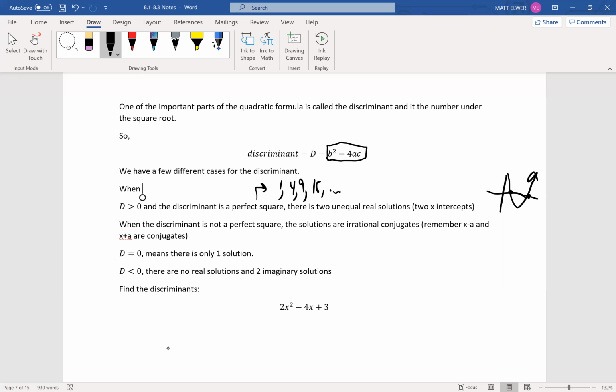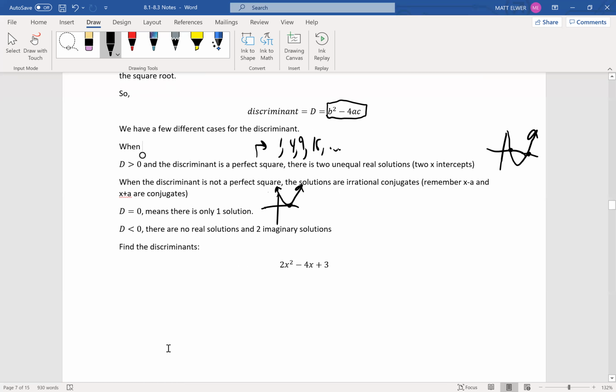Now, if the discriminant is equal to 0, so when this evaluates to 0, we only have one solution. What that looks like is the graph comes down, just touches the x-axis, and goes back up, so we have only one solution. And then finally, if it's a negative number, less than 0, we have two imaginary solutions. The graph maybe comes down but never actually touches the x-axis and goes back up, so we have no real solutions. That just means we have two imaginary solutions.